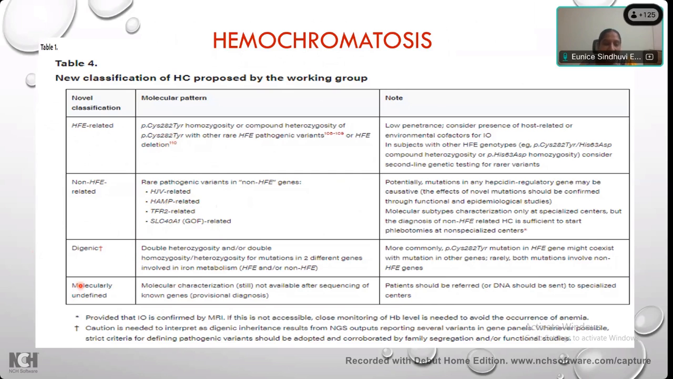And we still have cases where we do not know the molecular reason for why they have iron overload, in spite of screening for all the known iron metabolism genes. So this is the new classification, where it is classified based on the gene involved: HFE, non-HFE, and molecularly undefined.